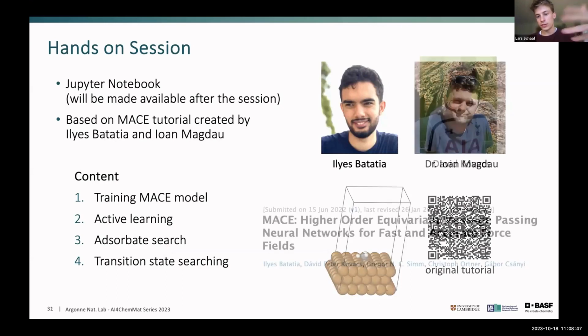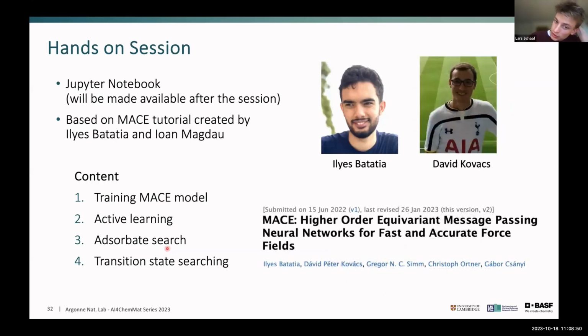And to give some more credit, the method that's going to be used is MACE, which was developed by Elias and David. This is a really state-of-the-art force field that uses many-body equivariant message passing to create very accurate and transferable force fields. All right, so with that, I'll stop sharing the screen and then share again when I have the Jupyter notebook open.